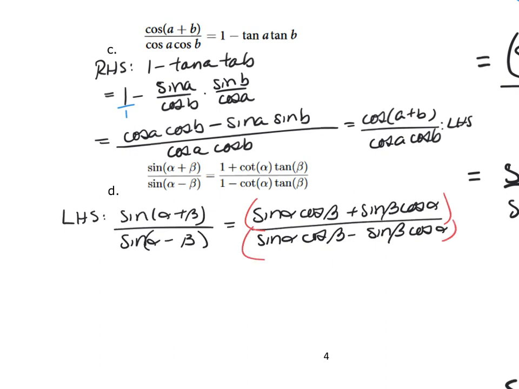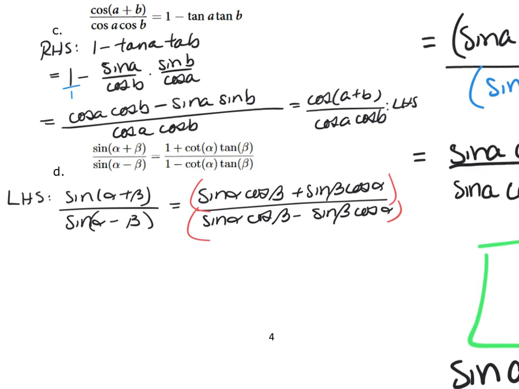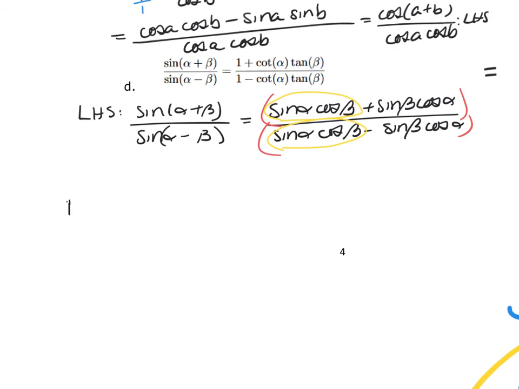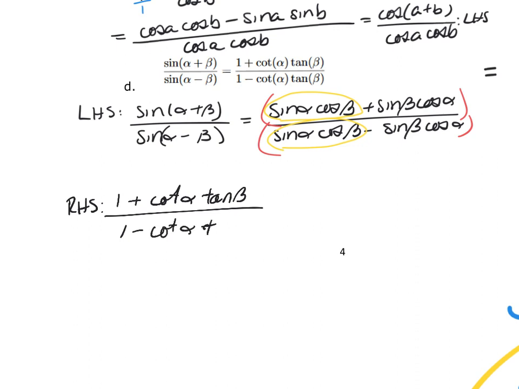You're going to divide both the numerator and denominator by the same thing, and what you're going to divide by is this, because we need to have a 1 there. Pretty straightforward, just a couple of steps. If you chose to go with the right-hand side, it's still not too bad. 1 plus the cotangent alpha, the tangent of beta, over 1 minus the cotangent alpha, the tangent of beta. Because you want to turn it in terms of sine, your first step is to rewrite the cotangent and tangent in terms of sine and cosine.